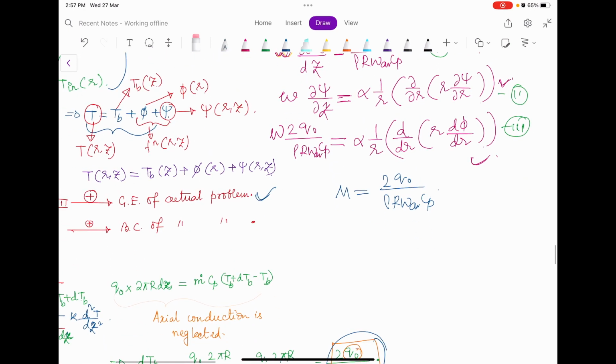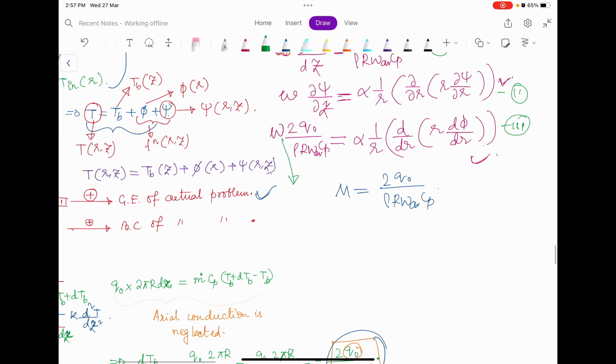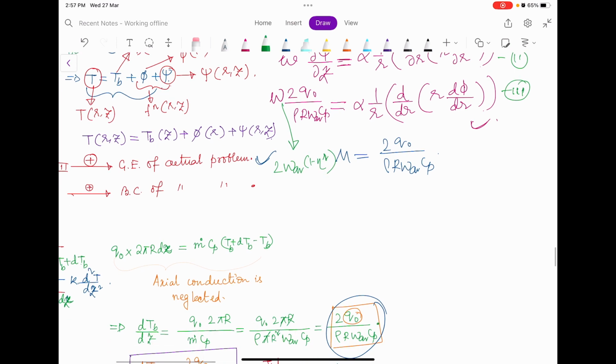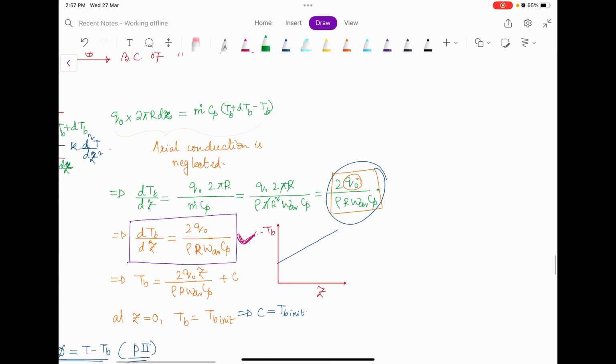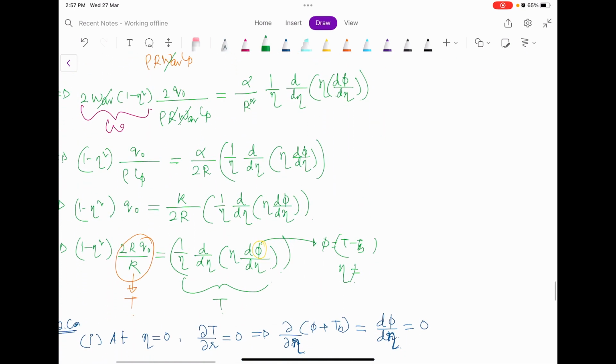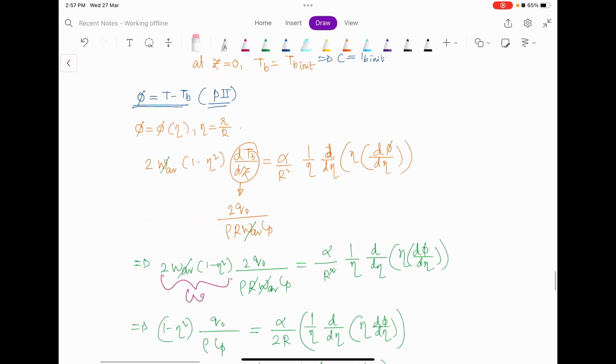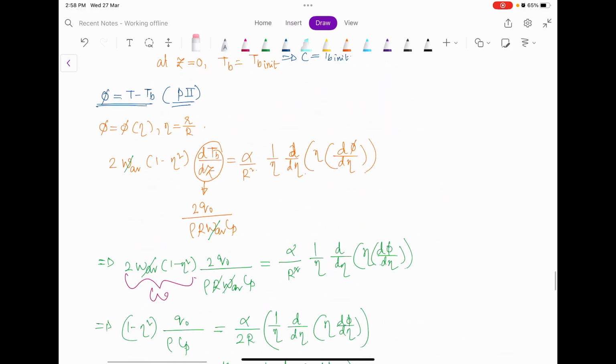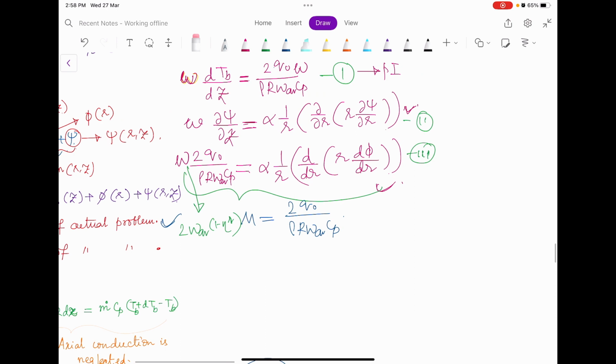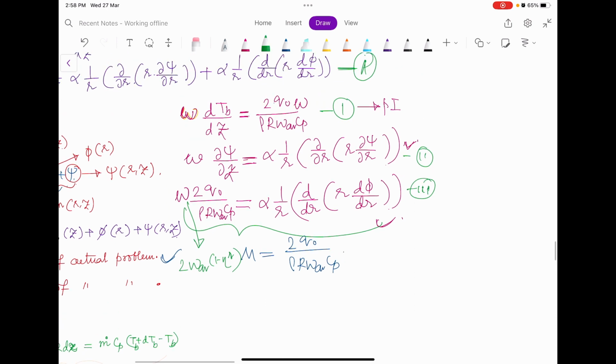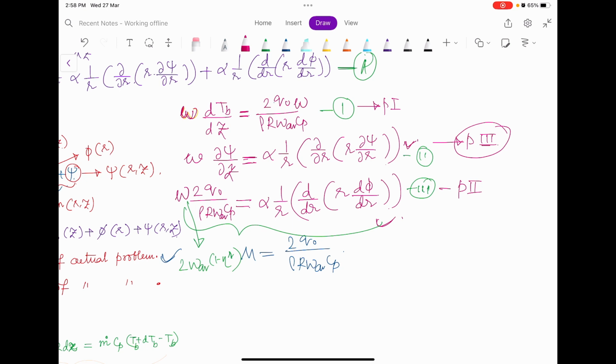Then you see if I have the W here, and this W is nothing but the Poiseuille profile, 2 into W average into 1 minus eta square, then you are getting the exact differential equation of the problem 2, right? That is the governing equation for phi. So this is the problem 1, and this is the problem 2. Then this must be my equation of problem 3.